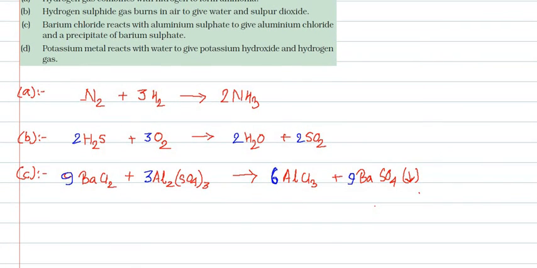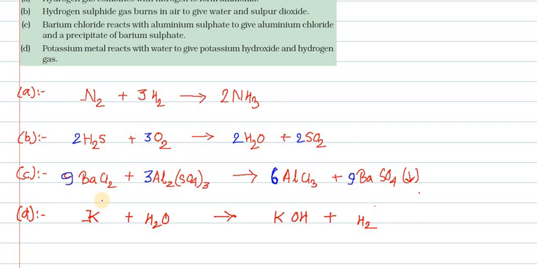So part D, let's move on to part D. Part D says potassium metal reacts with water to give potassium hydroxide and hydrogen gas. So potassium metal symbol is K. It reacts with water, that is H2O, to form potassium hydroxide. Potassium hydroxide is KOH and hydrogen gas. So this is your H2. Now we have to balance this.